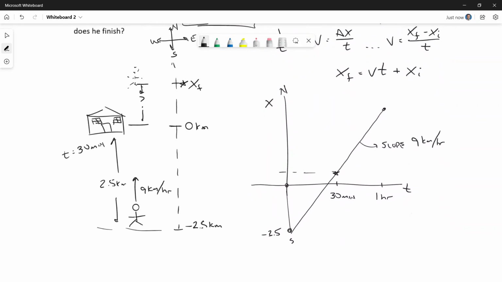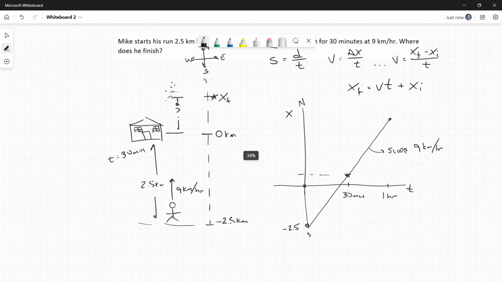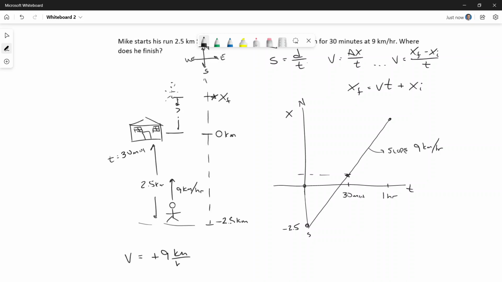But ultimately what we really need to know is all these pieces of the puzzle. So let's write our variables. Let's start with the variables in our equation. We have a velocity. He is moving north. Let's call that positive 9 kilometers per hour. There is a time at which he's traveling. He is traveling for 30 minutes.